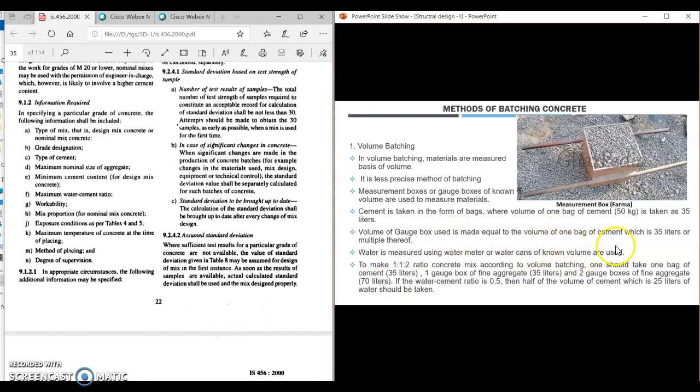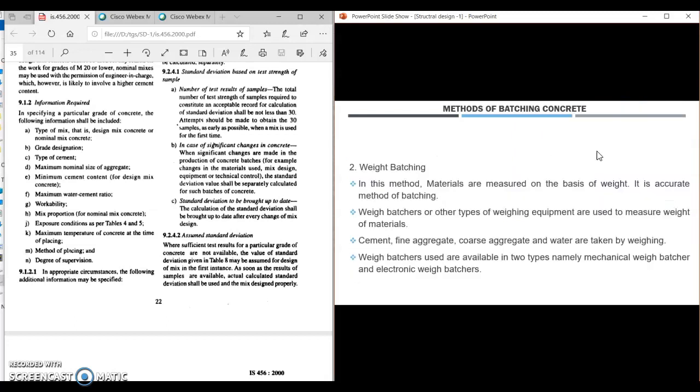And water is also measured by volume. For example, a 1:1:2 ratio: 1 part cement to 1 part sand to 2 parts aggregate. So 1 part means 1 bag of cement, which is 35 liters. Then the gauge box is 35 liters. Then sand is taken as 1 gauge box and aggregate as 2 gauge boxes. This is 70 liters.